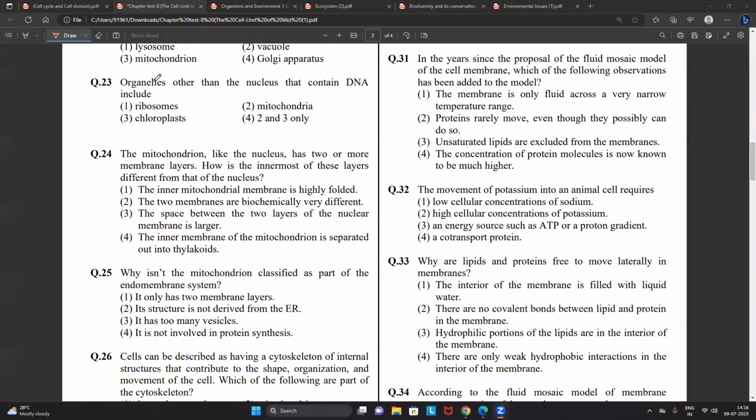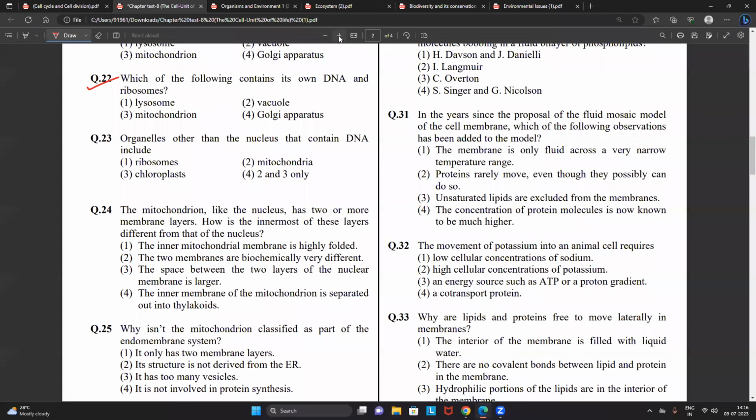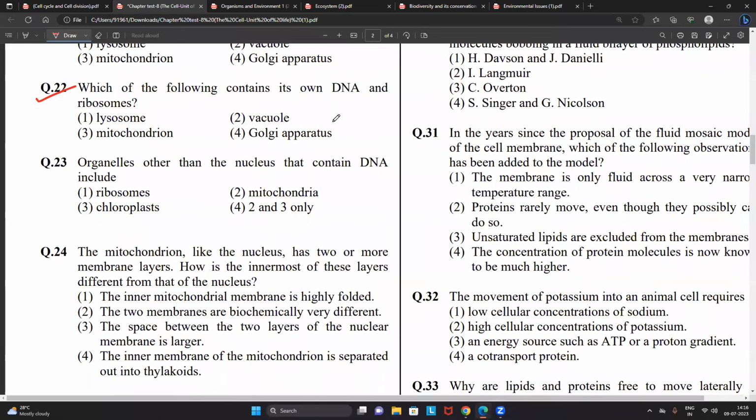Which of the following contain its own DNA and ribosomes? Let me add the options. I told you, right? Slowly. I will tell. Which of the following contain its own DNA and ribosomes? Of course, friends, even though I give these two options, undoubtedly it will be the mitochondria only, right?